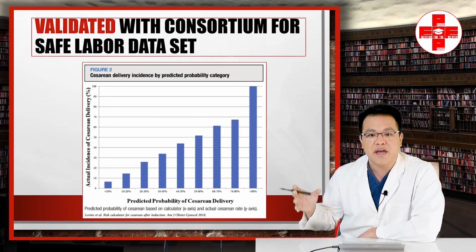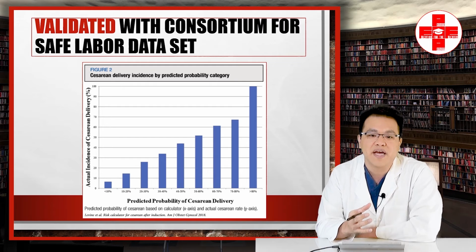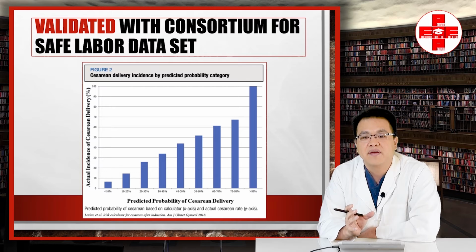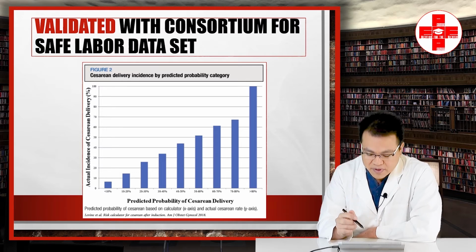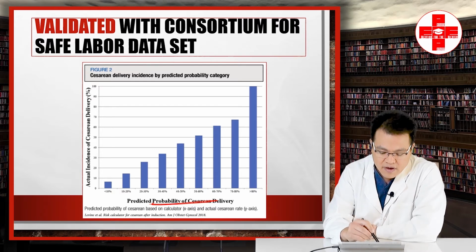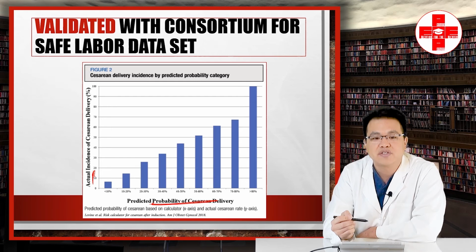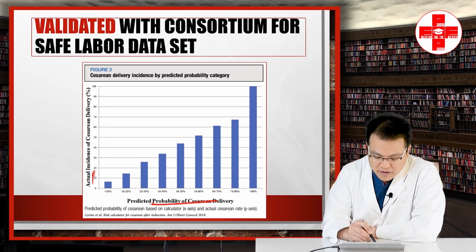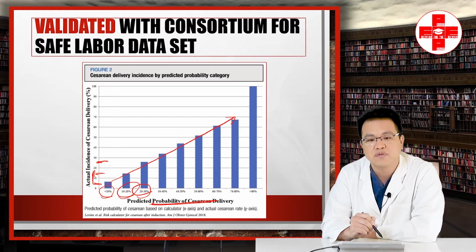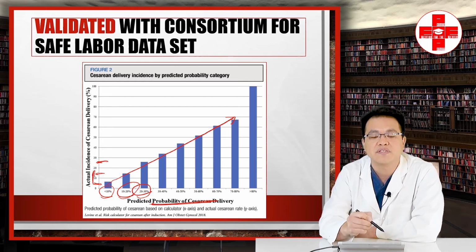So then again, they took their calculator, they ran in a publicly available data set from the Consortium for Safe Labor, and they actually had a very high correlation with what actually happened. Here, the x-axis is the probability of the C-section based on their calculator. On the y-axis was the actual C-section rate, and you can see if the calculator said less than 10%, sure enough, actually it was less than 10%, 10 to 20%, it was 10 to 20%, 20 to 30%, 20 to 30%. So you can see a high degree of correlation between the calculator and the actual C-section rate.